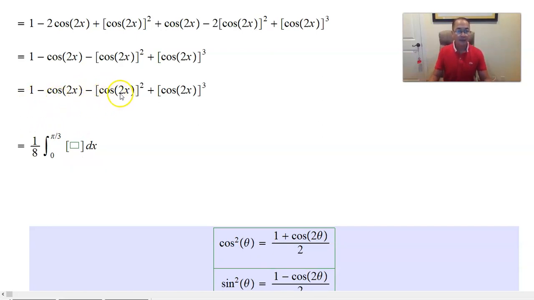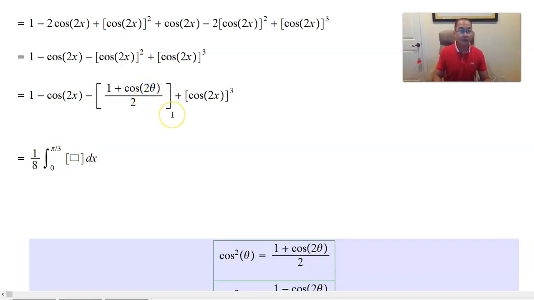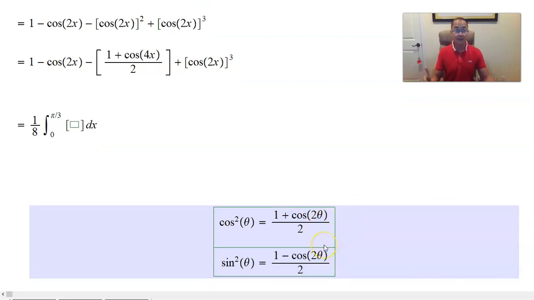Leave alone cosine squared 2x. We'll need cosine squared theta, but this time theta is 2x. So if theta is 2x, 2 theta is 4x. That is very, very important. So the square goes away, and it becomes 1 plus cosine 4x. Not 2x, but 4x. And that's the reason why I used theta in these formulas instead of x. Maybe you were wondering.